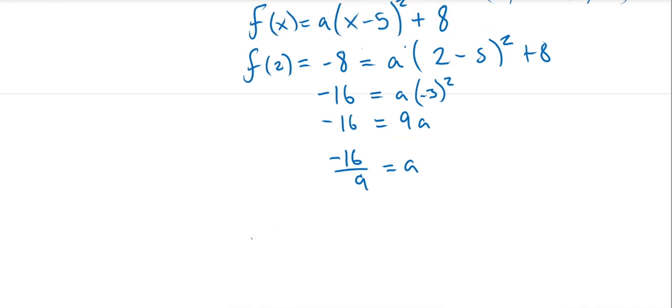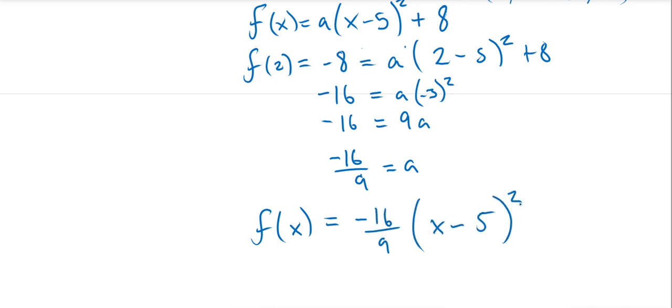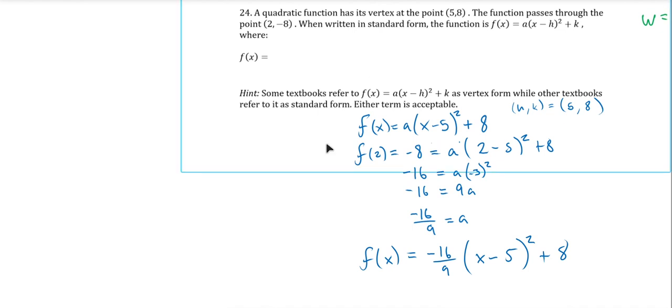We now have the complete form of this quadratic equation. We're going to have negative 16 over 9 times x minus 5 squared plus 8. And that's going to do it for this problem and also for this video.